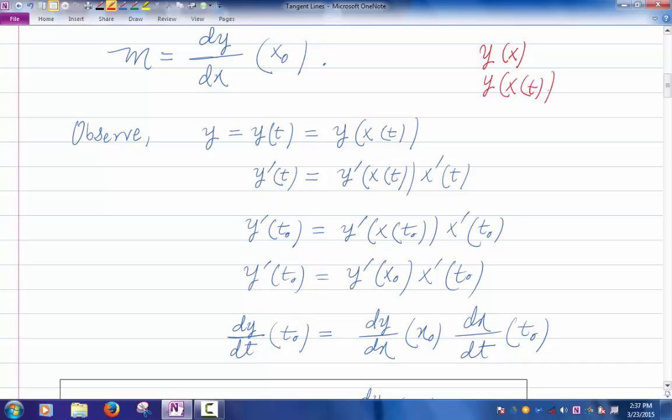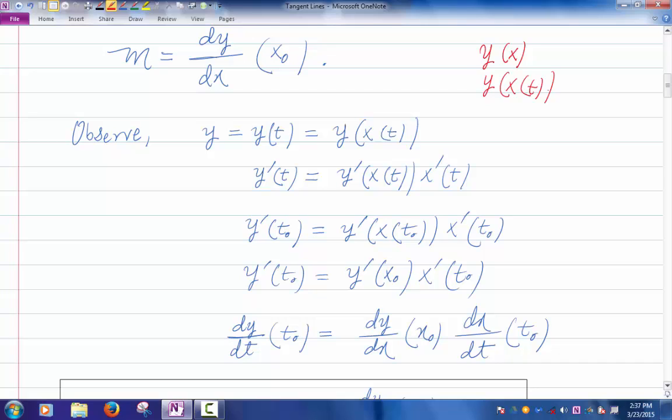Remember x of t naught was x0, right? We fixed the point x0, y0, and we said x0, y0 occurs at t naught, right? So I know that x of t naught is x0, so I'm going to replace that like this. And finally, I'm going to change the notation here.